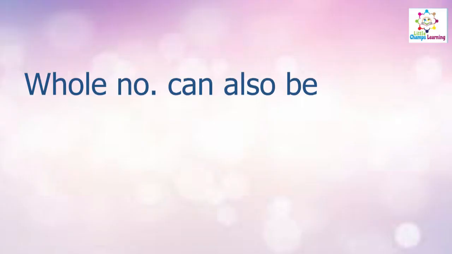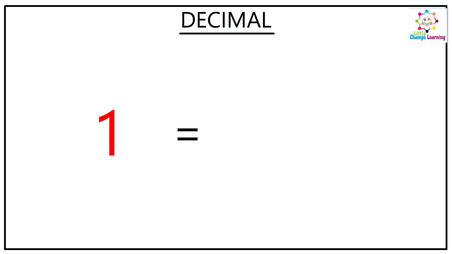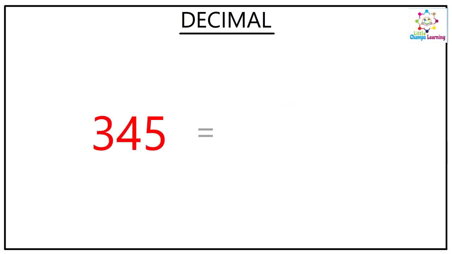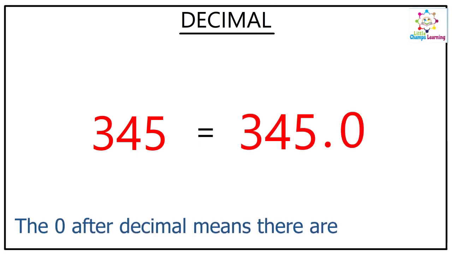Whole numbers can also be renamed using a decimal point. If I have 1, I can say 1.0. If I have 5, I can say 5.0. 345 can be read as 345.0. The 0 after the decimal point means there are no tenths.